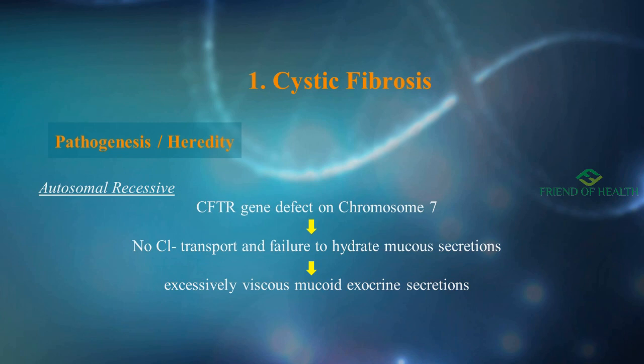If you know the pathogenesis properly, many a times in UPSC pattern questions, there won't be a direct question. There can be 4 points and you have to choose 1 or 2 among them. So options will be like A and B, B and C, C and D, or A, B, C, D. So you should know the concept behind the question fully. Once again, pathogenesis of cystic fibrosis is CFTR gene defect on chromosome 7, no chloride transport and failure to hydrate mucus secretions, excessively viscous mucoid exocrine secretions.